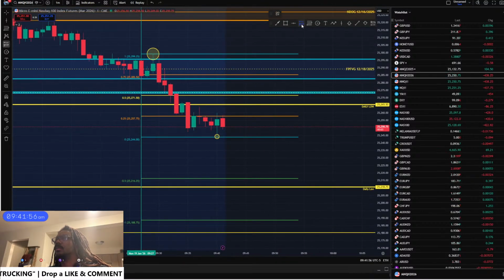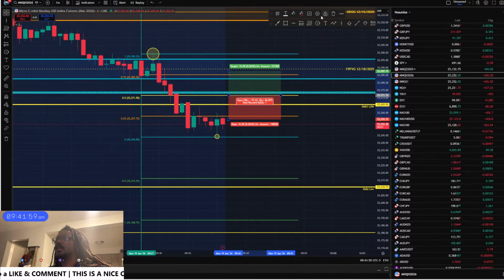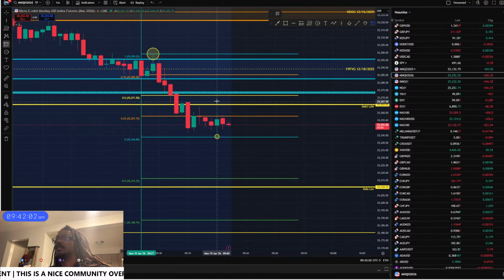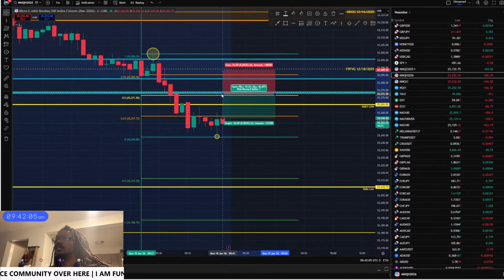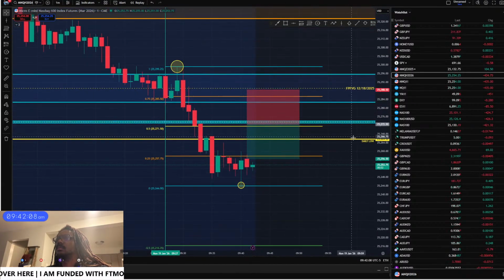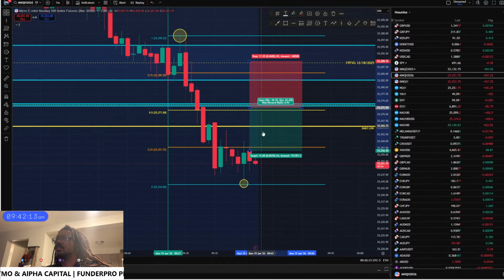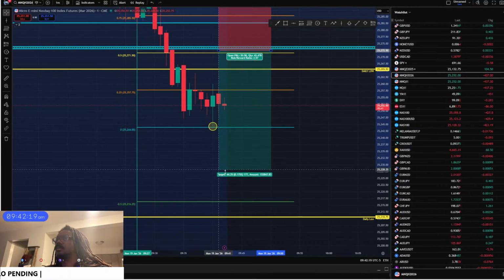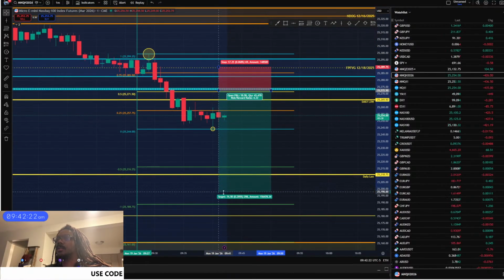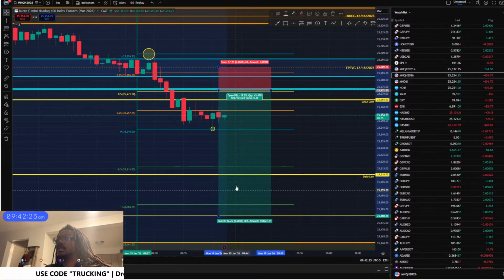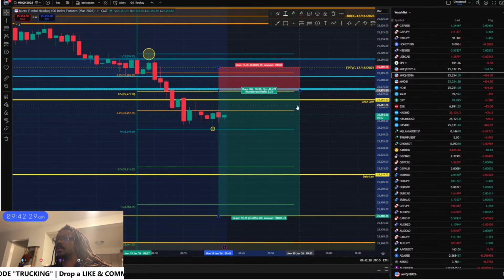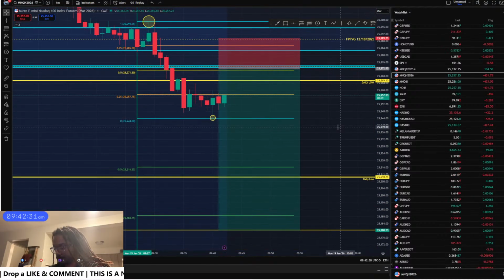So maybe the trade will look something like this right here. Right, maybe it'll look something like that right there. So this is how we frame a trade idea, right? Using the daily bias, and that's a 5-to-1 risk to reward ratio. So this is the trade idea that I'm going to look for right now.